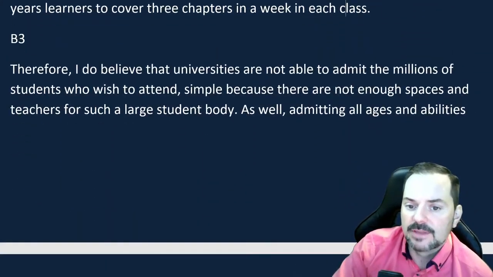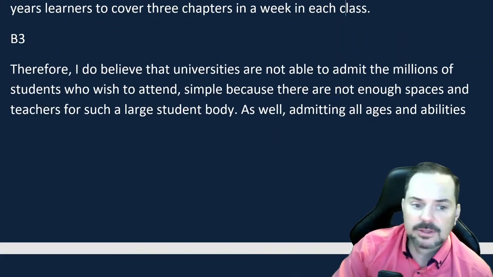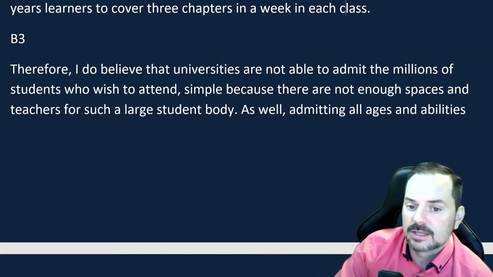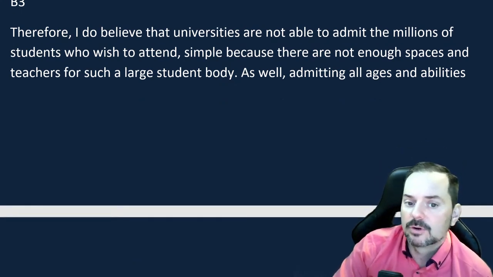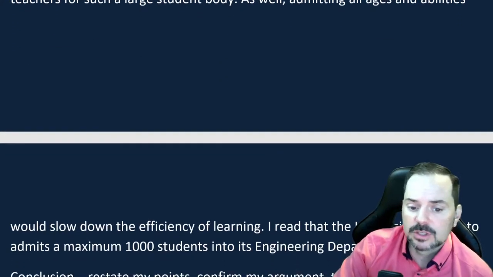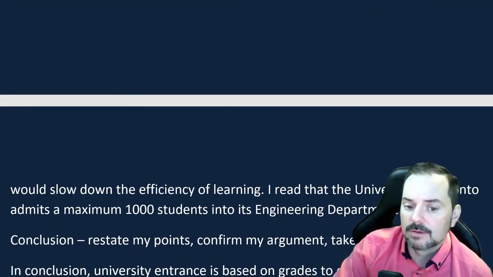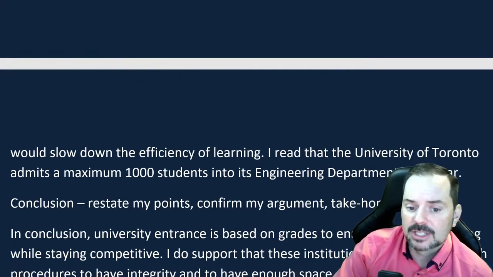Therefore, I do believe that universities are not able to admit the millions of students who wish to attend, simply because there are not enough spaces and teachers for a large student body. As well, admitting all ages and abilities would slow down the efficiency of learning. I read that the University of Toronto admits a maximum of 1,000 students into its engineering department each year.